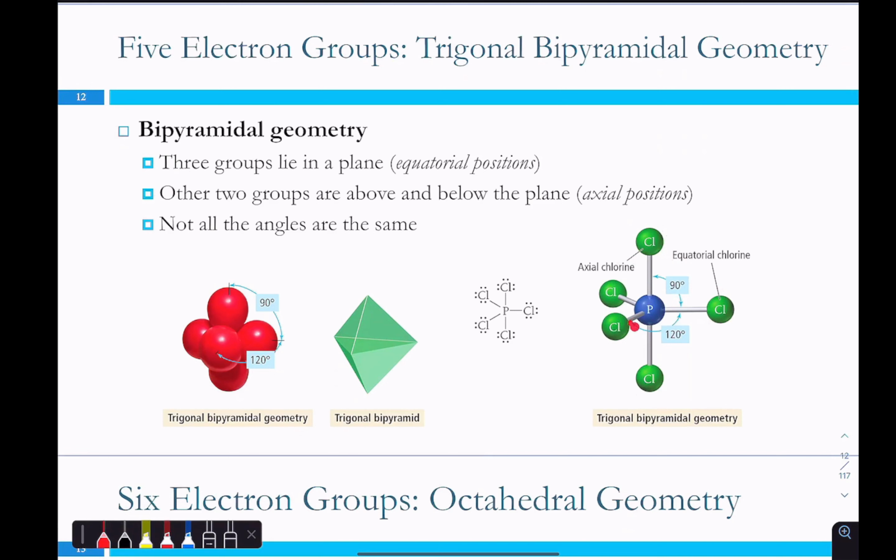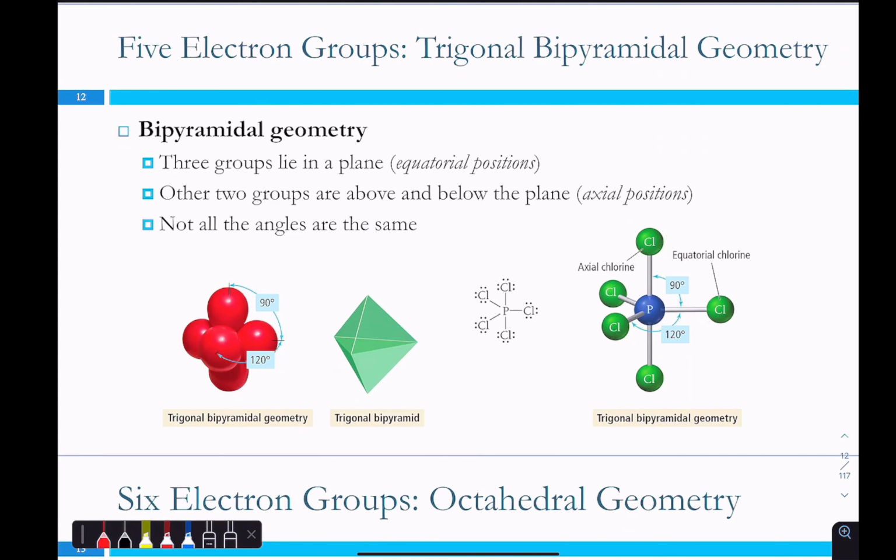So the separation between each of the equatorial ones is essentially your trigonal planar. But now there's an electron group on the top and an electron group on the bottom. Because we have an electron group on both sides, they cancel each other out and can push these to be flat. So our optimum separation becomes a combination of 120 degrees and 90 degrees.